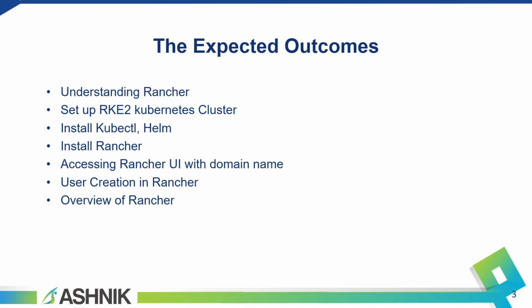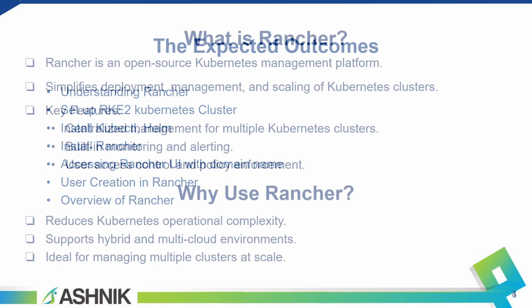What you can expect is that at the end of this video, you will have a basic understanding of Rancher. You will get to know how to set up the RKE2 Kubernetes cluster. Then you will get to know how to install kubectl and Helm and how to install Rancher on top of it. Then we will access the Rancher UI with a domain name, see how we can create a user in Rancher and give them access, and then get an overview of Rancher.